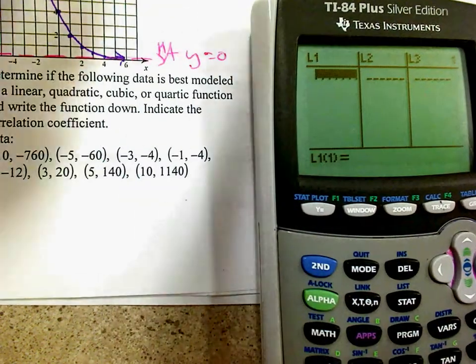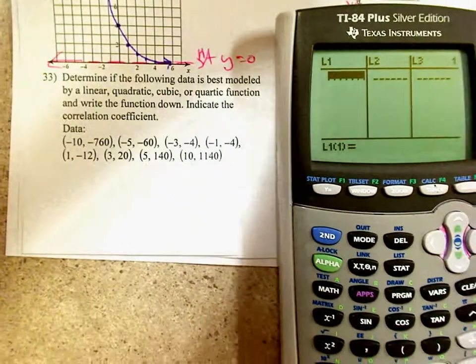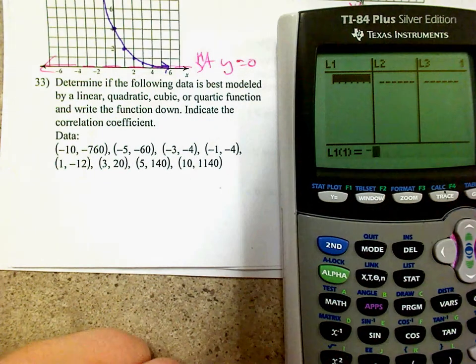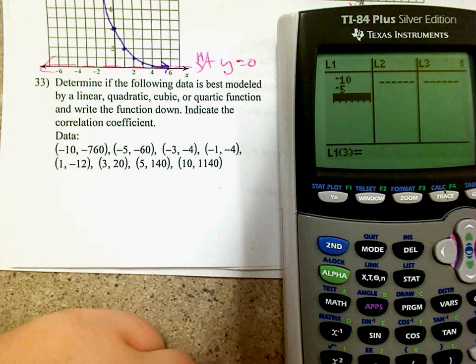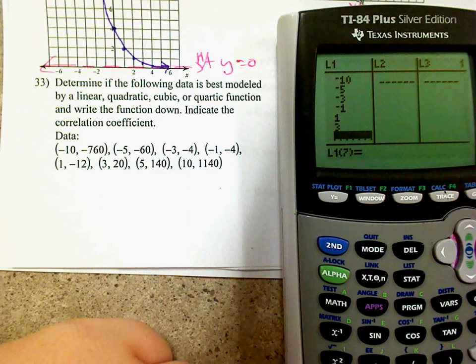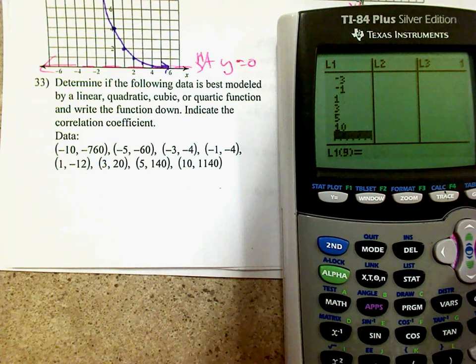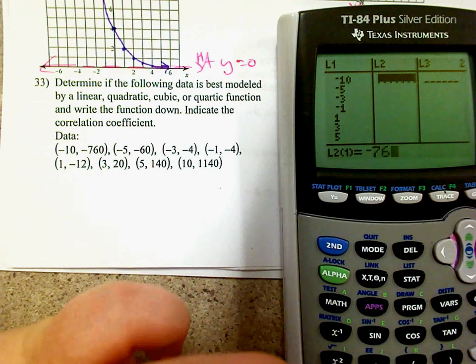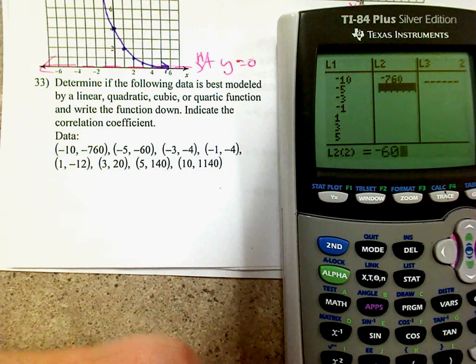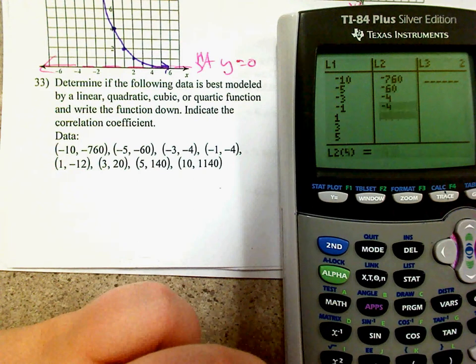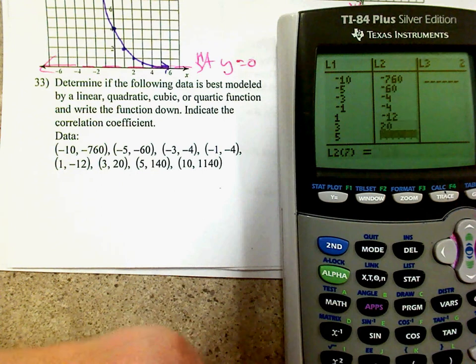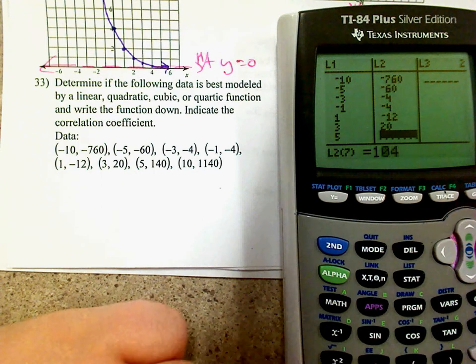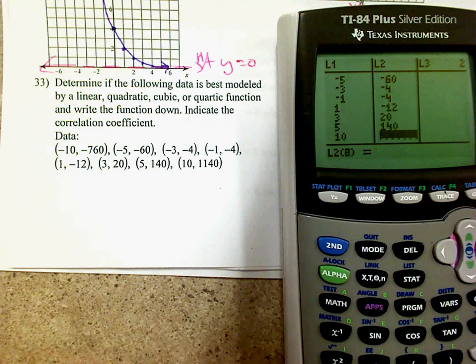Enter in the x values. Okay. So negative 10, negative 5, negative 3, negative 1, 3, 5, 10. Then the y values: negative 7, 60, negative 60, negative 4, negative 4, negative 12, 20, 140, and 1,140. Okay, so I'm going to go stat, calculate.